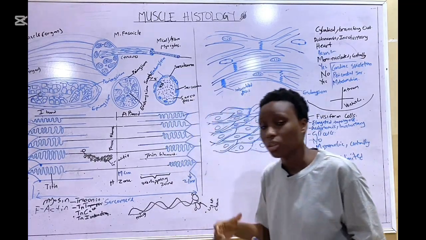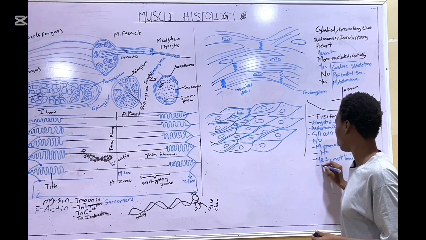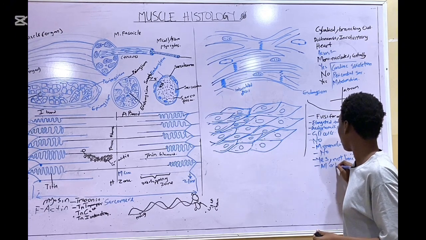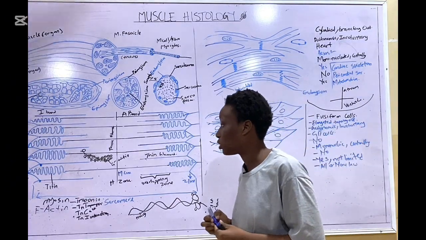Contraction threshold. Smooth muscle also follows the all or none law. Yes, it also follows the all or none law. And then connective tissue.